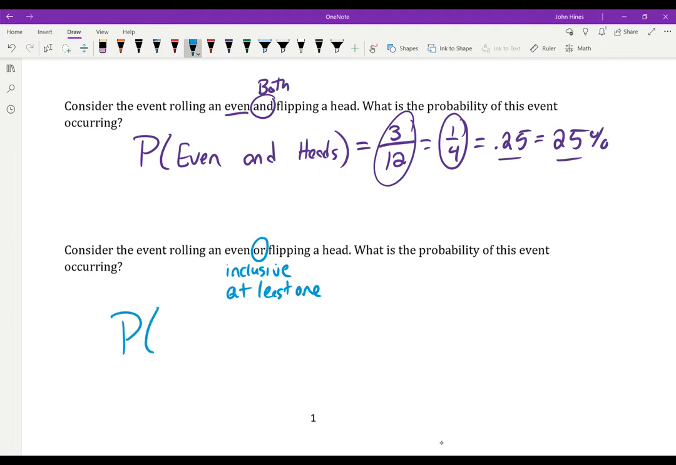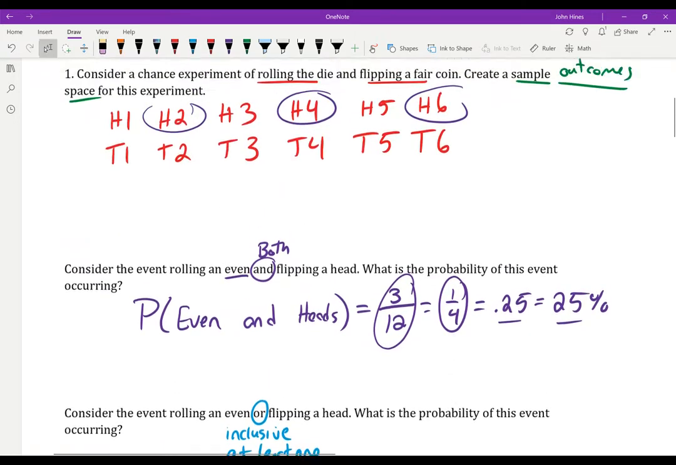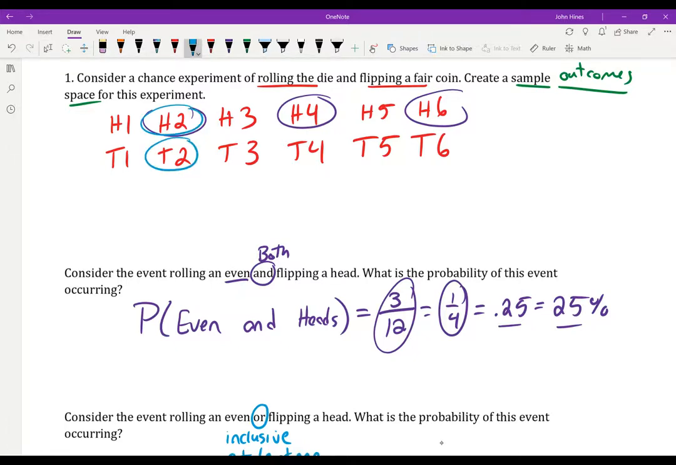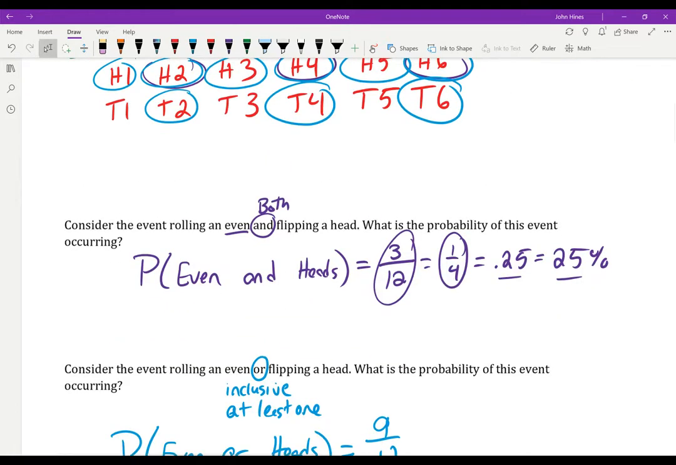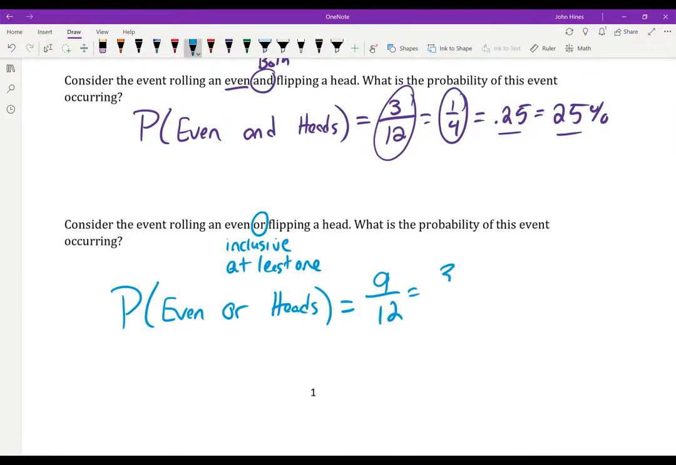So what's the probability of rolling an even or flipping a heads? So I have to be even or I have to be heads. This guy's even, this guy's even, this guy's even, this guy's even, even. Or if I've got a heads, I'm already happy. So notice that it happens 9 out of the 12 outcomes, which is 3/4, which is 0.75, which happens to equal 75%.